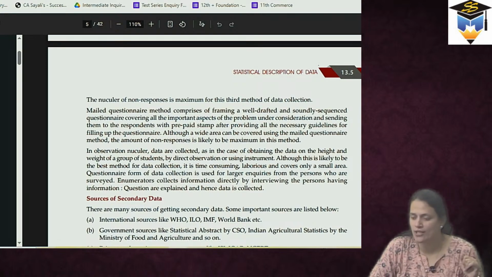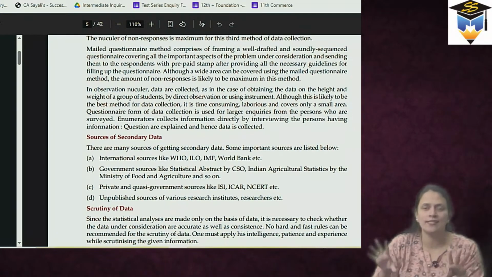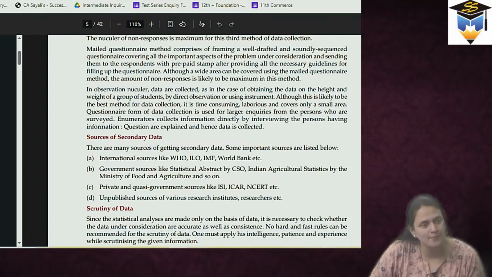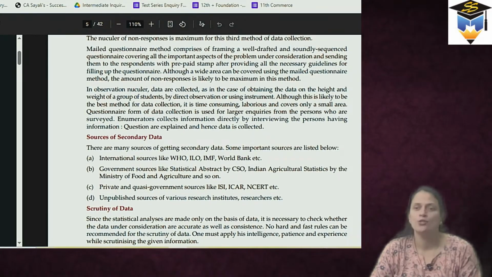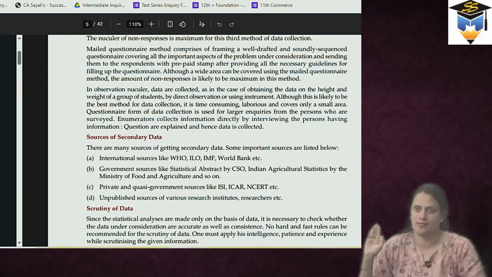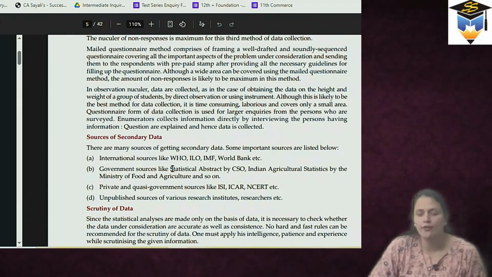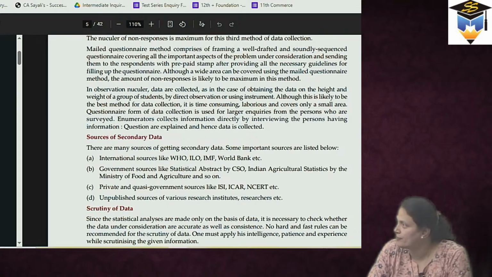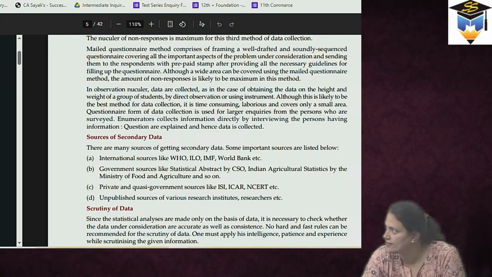Now let us see what is secondary data. See, all these things are important because this is just the base of statistics. Most of the time, many children don't know this base at all. Okay. So that's why I always tell my students, we always start from the base. So if you see secondary data, there are many sources of getting secondary data. Okay, before that, let me check. Anybody has any doubt? Online students? Anyone? Okay.